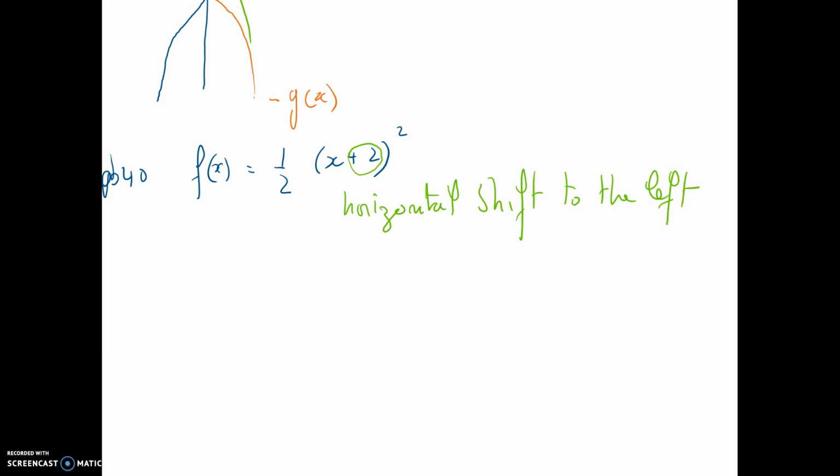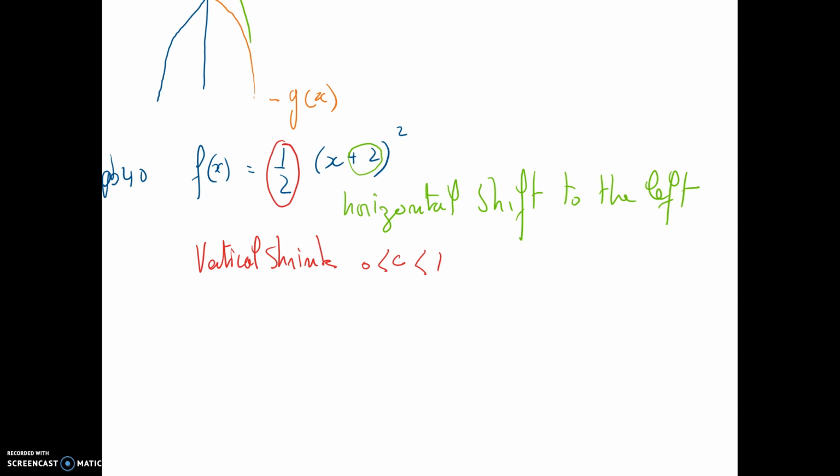And then we are dealing with a 1/2 in the front, and that is a shrink, a vertical shrink actually. It's a vertical shrink because c is in between 0 and 1. Okay, we are dealing with a coefficient c which is less than 1.